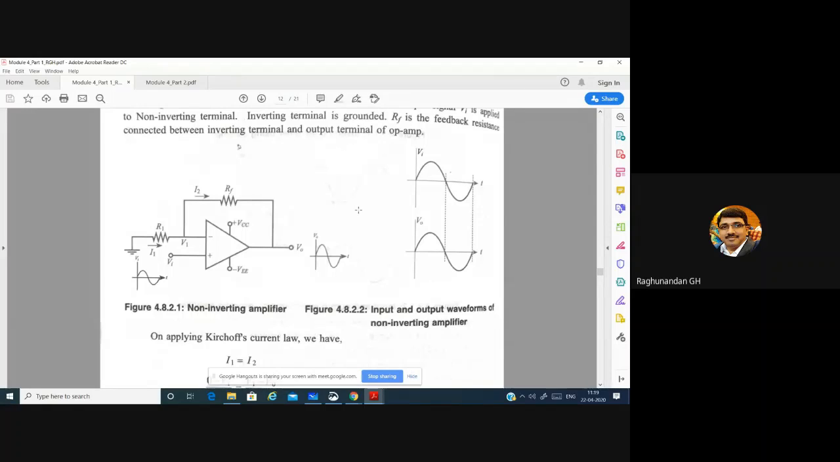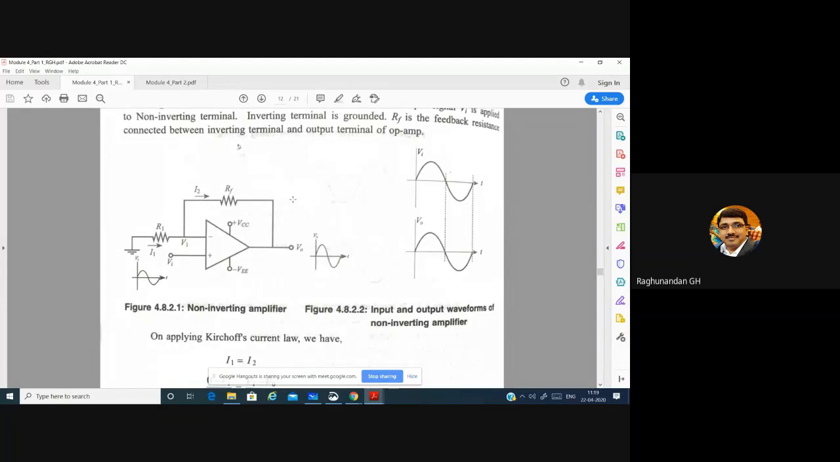When the output is connected to the input, there are two possibilities: connecting it to the inverting terminal or to the non-inverting terminal. Usually, when you connect the output to the inverting terminal, it is known as negative feedback. When you have negative feedback, it tries to reduce the gain. Already it has 2 into 10 to the power of 5, and it will reduce that gain to our requirement.